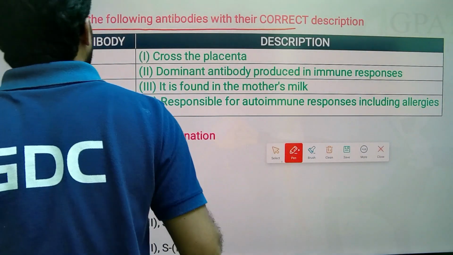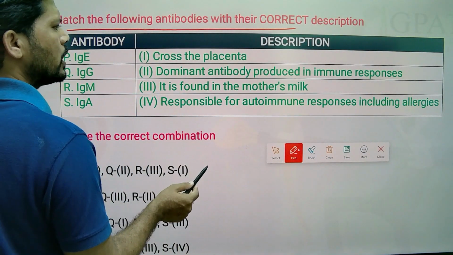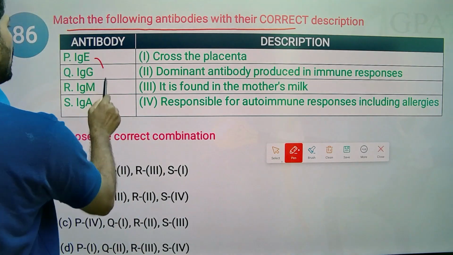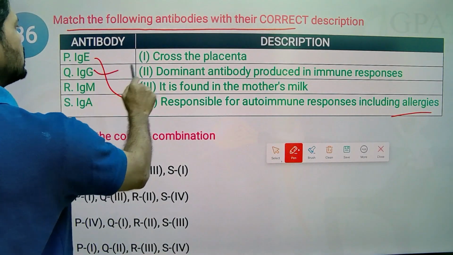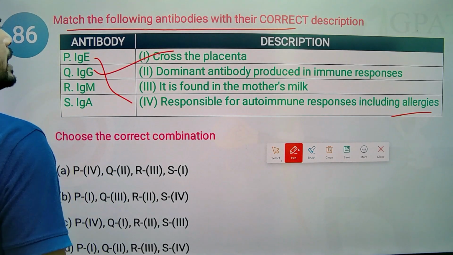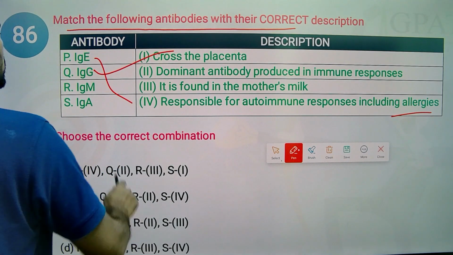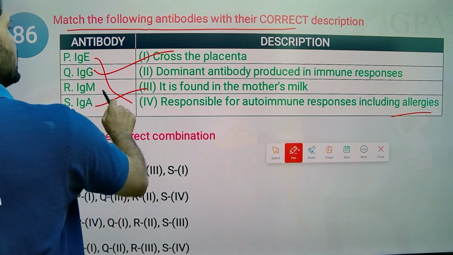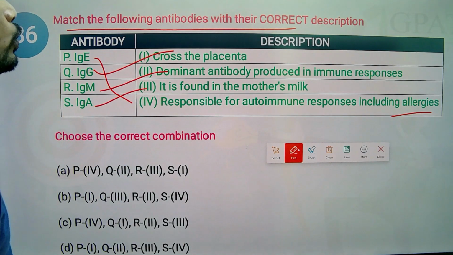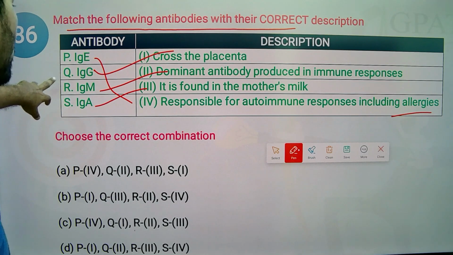IgE antibody is mainly responsible for allergic reactions. IgG can cross the placenta. IgA is found in mother's milk secretions. And IgM is the dominant antibody produced in the immune response. So simply P, Q, R, S.